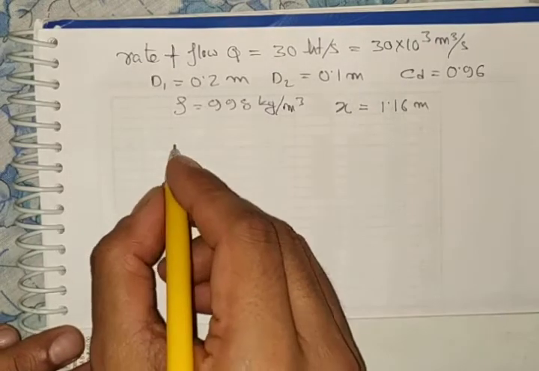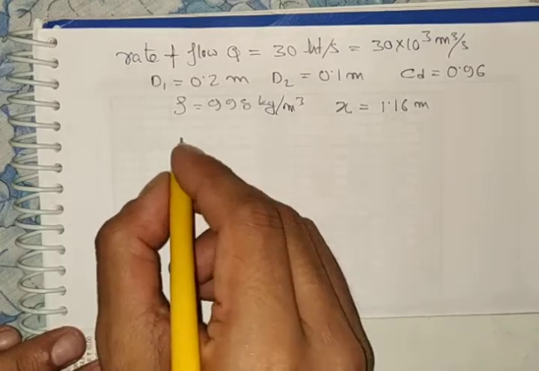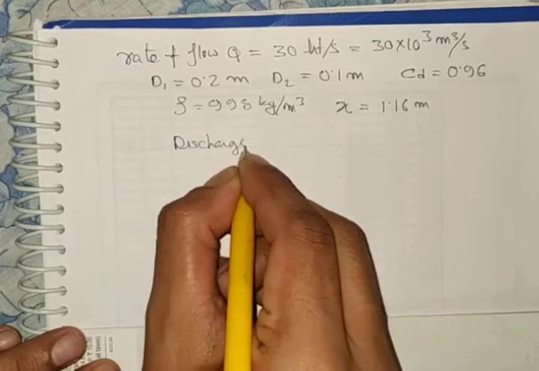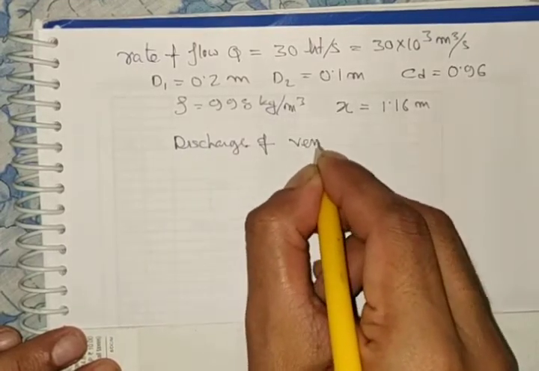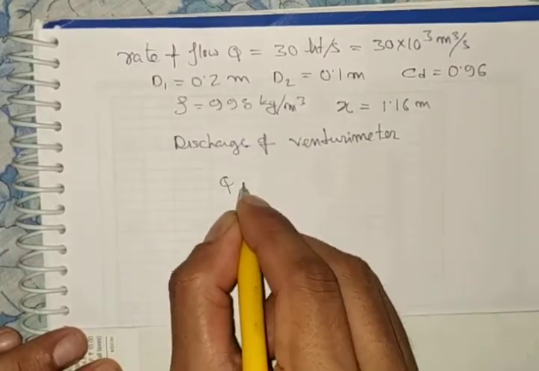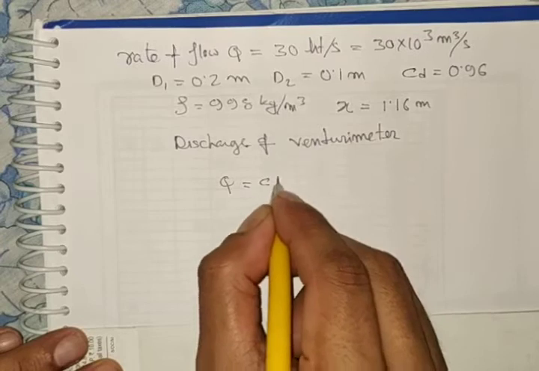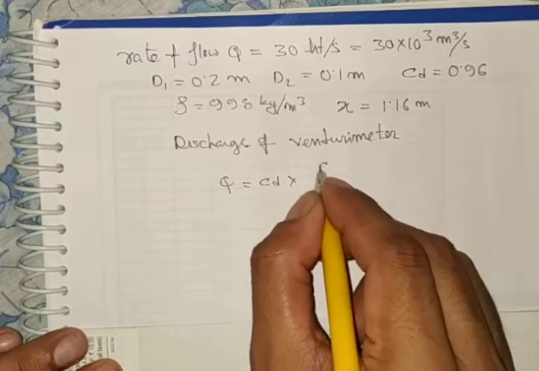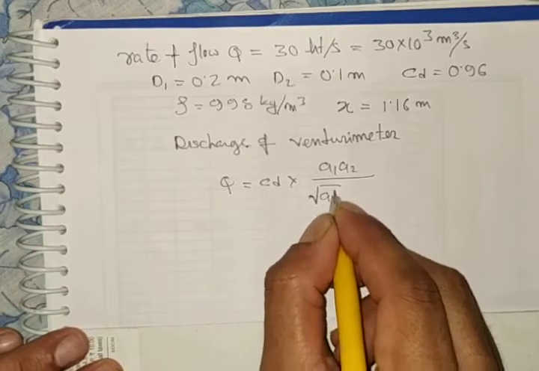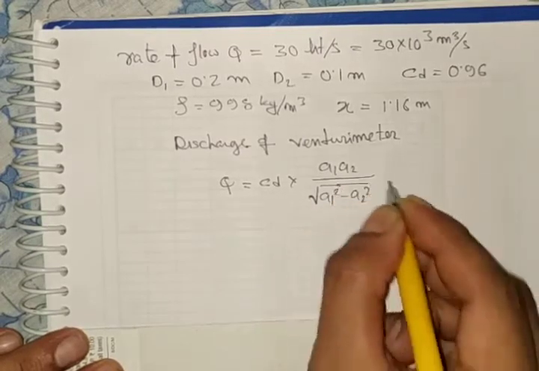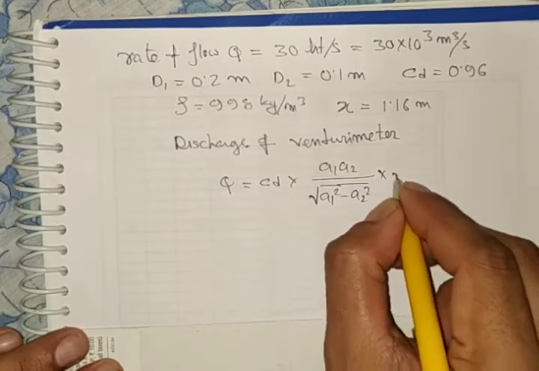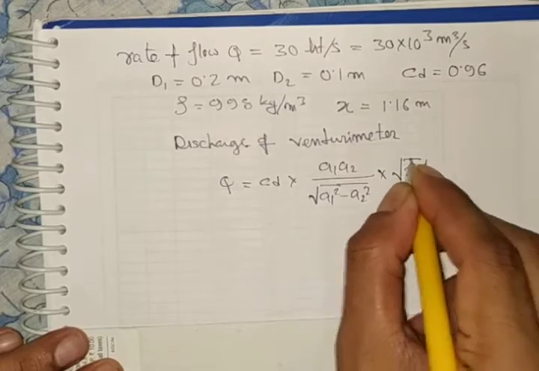So as you know, the discharge of a venturimeter, that is Q, is equal to CD into A1 A2 divided by root over A1 square minus A2 square, whole into root over 2gh. That is the formula.